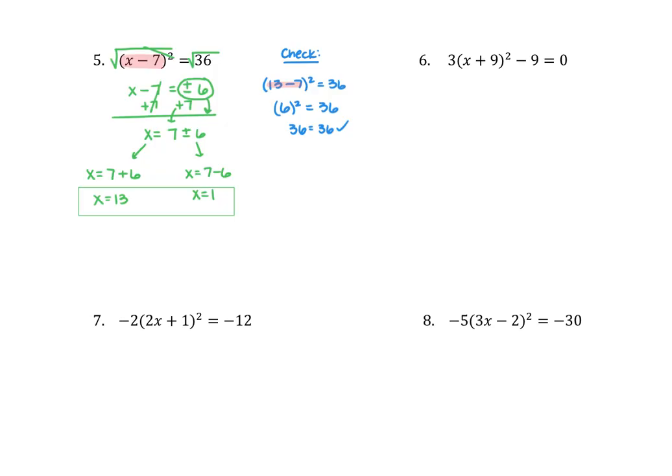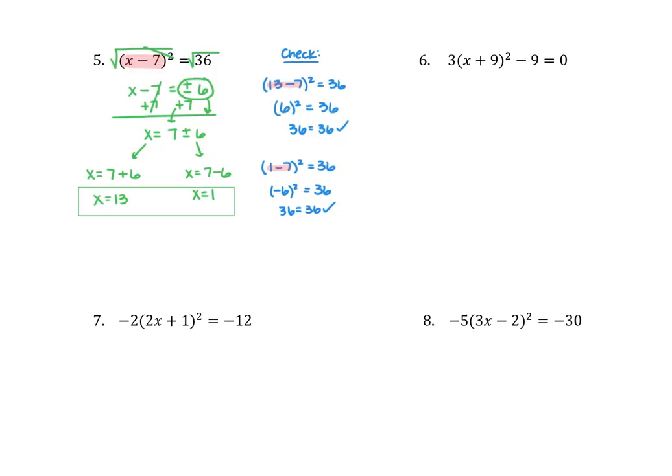Next, I'm going to plug in a 1. I'm going to start with what's inside the parentheses. 1 minus 7 gives me negative 6. Again, I cannot drop the parentheses until I do the squared. Negative 6 squared gives me a positive 36. It worked. All right, let's try another one like that.